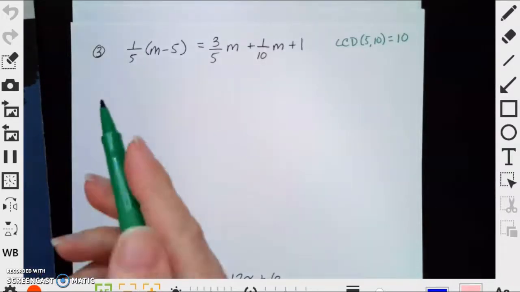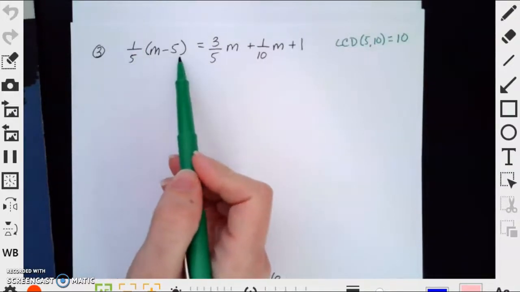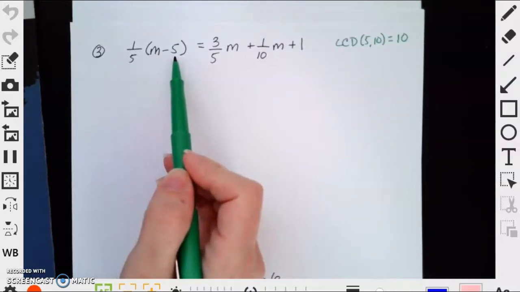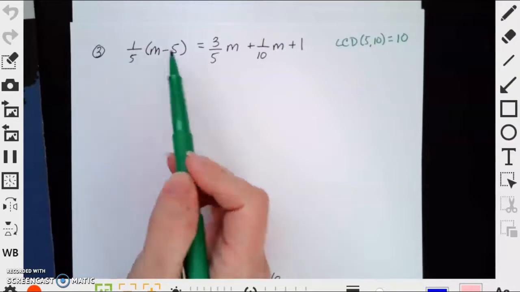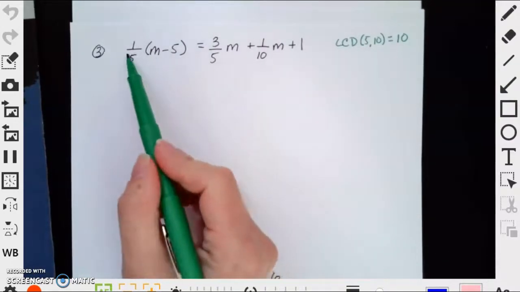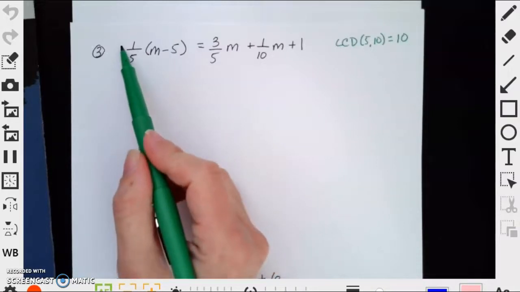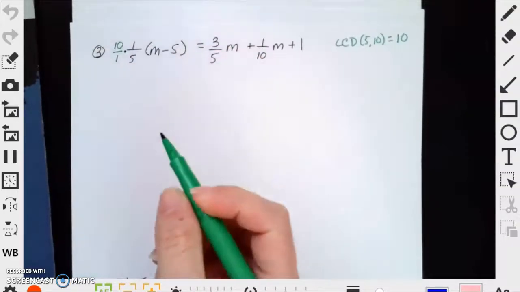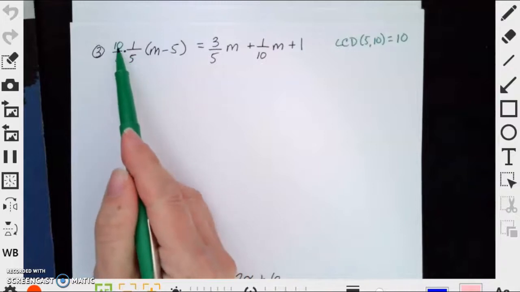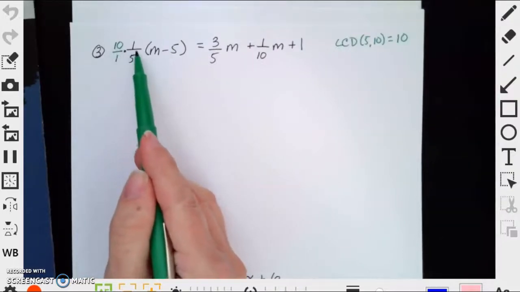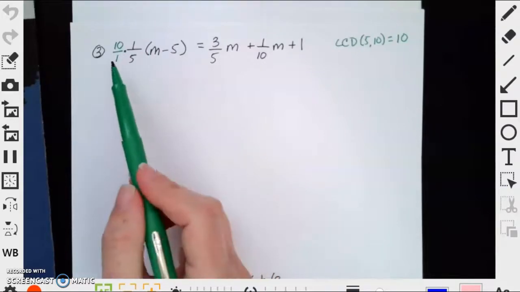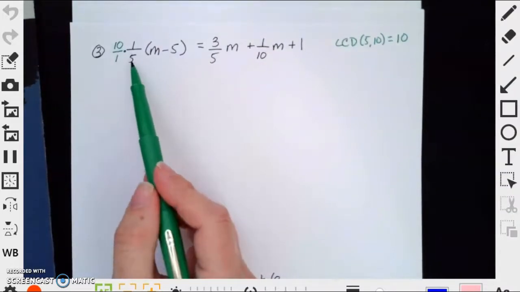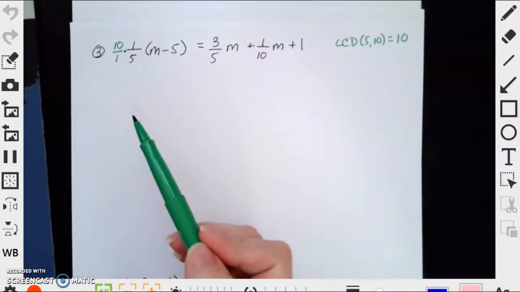However, when I do that, on the left-hand side here, I have parentheses. So let's think about what's going on. This 1/5 is multiplying everything within those parentheses. So when I multiply by the common denominator, 10, I'm only going to multiply the 1/5. If I multiply the 1/5 by 10, and I could write that as 10/1 just to remind me how to multiply fractions, that 1/5 will carry that 10 with it when it distributes inside the parentheses. So I'm not going to directly multiply the 10 in the parentheses in the first step. I'm just multiplying the 1/5, and then that will do the job for me.